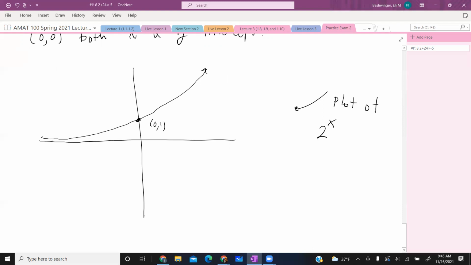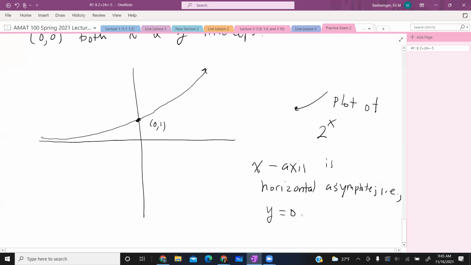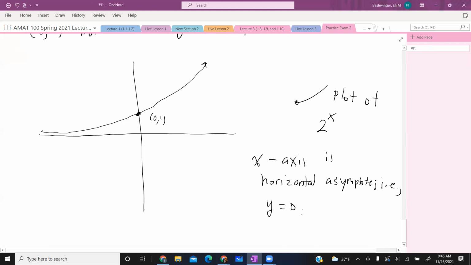So you can see that as x goes to -infinity, the graph goes to 0, so it approaches 0. So the x-axis is the horizontal asymptote. The x-axis is just described by the line y is equal to 0. So y is equal to 0 is the horizontal asymptote.